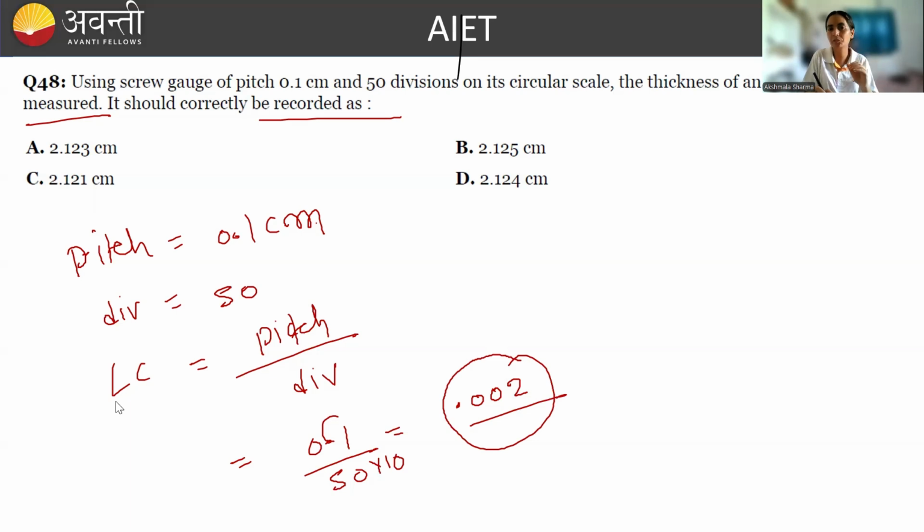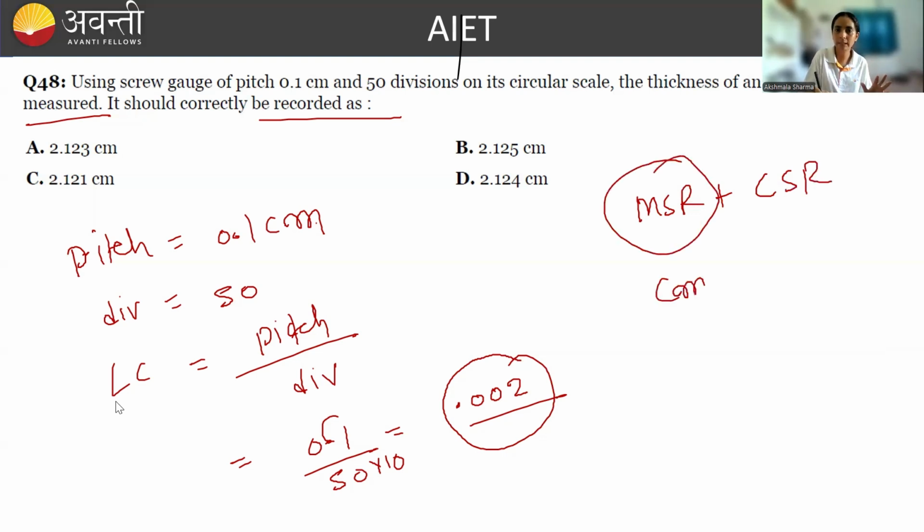So to solve this question, you just need to understand how we get the measurement from a screw gauge. There are two readings: one is the main scale reading and another is the circular scale reading. The main scale reading is in terms of centimeter. On the circular scale, you will get reading in the multiplication of 0.002, and it can go up to 50 divisions. The main scale can read up to millimeter, and beyond that you will get the reading from the circular scale.